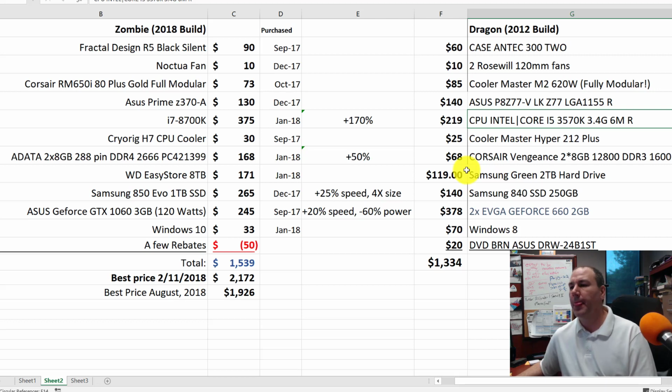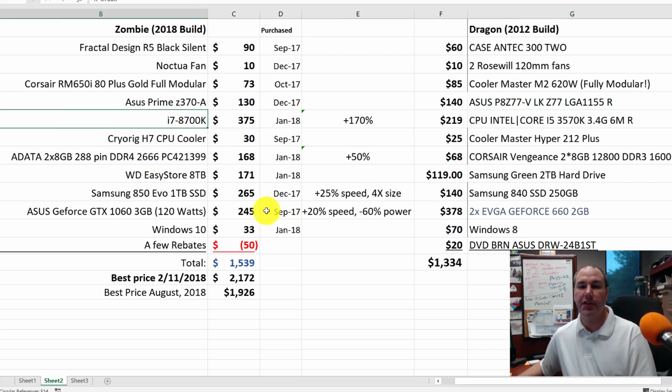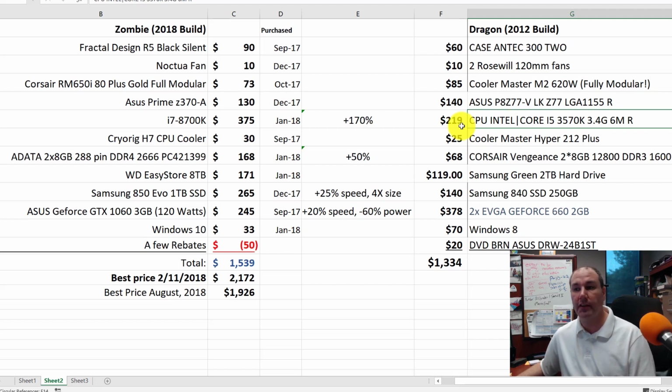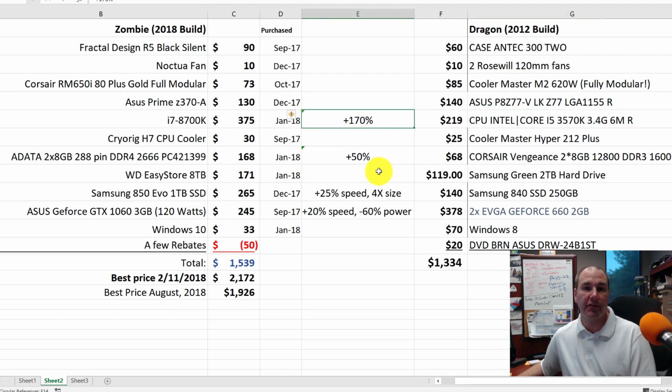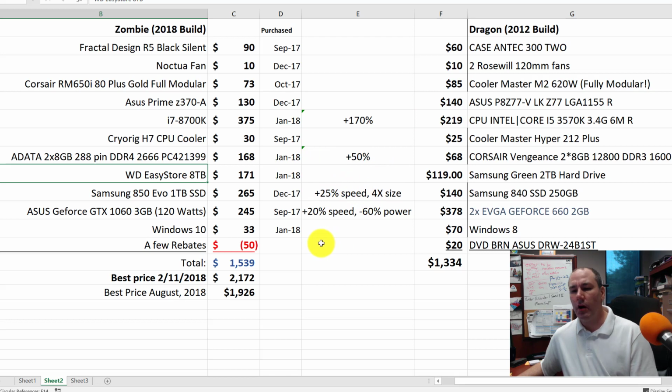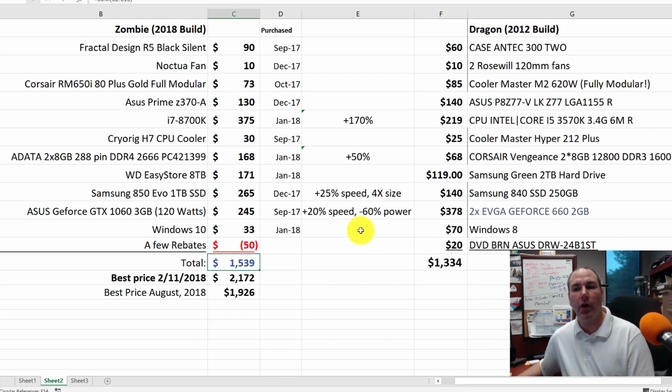But finally, the 8700K, which has 6 cores and 12 threads, compared to the i5 that only has 4 cores and 4 threads, I decided, okay, I can justify doing the upgrade for a processor that is about 3 times as fast, or adding about 200% to the speed. So altogether, my computer I built in 2012 was about $1,300, and this one I'm spending about $1,500. Not a whole lot more expensive when you come down to it.